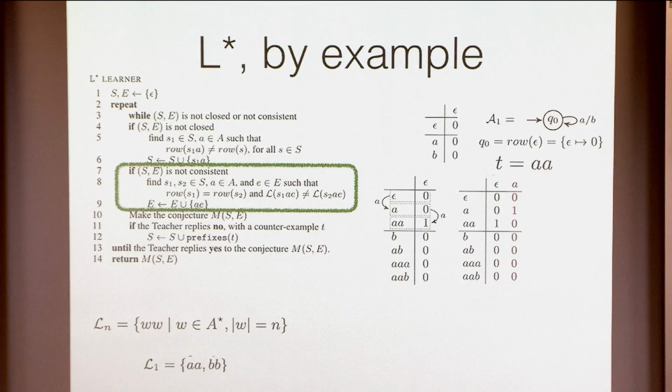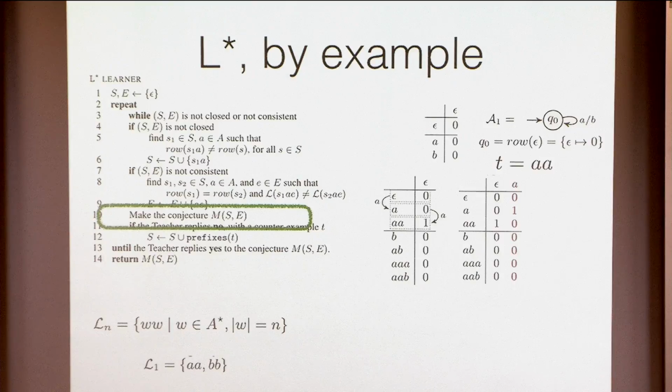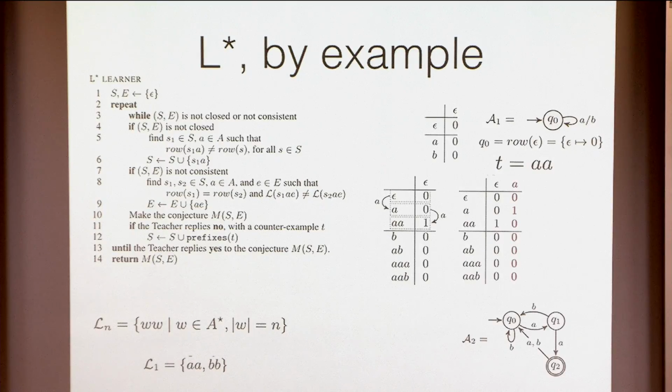So I saw a difference after 1A. So I basically extend here things with an A. So now I have here the value for AA and here the value for A. So now the row for epsilon and A are different. So they don't play anymore any role in consistency checking. So at this stage, I again have a table that is closed and it's also consistent. So at this stage, I can make another conjecture, namely that this is the language.